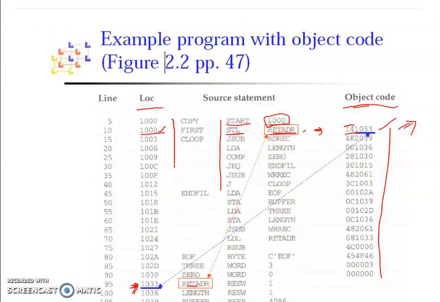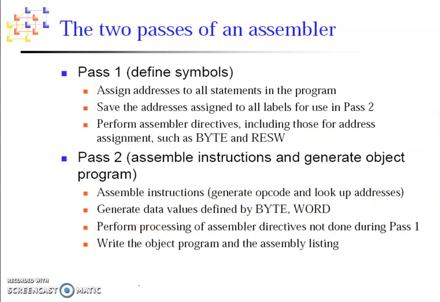So these are the different statements. It will be assigning addresses based on the starting address that is given. That is the first thing which will be done. And then save the addresses assigned to all the labels for use in pass 2. So it needs to be saved somewhere so that it can be used in pass 2. For that purpose, it makes use of SymTab.